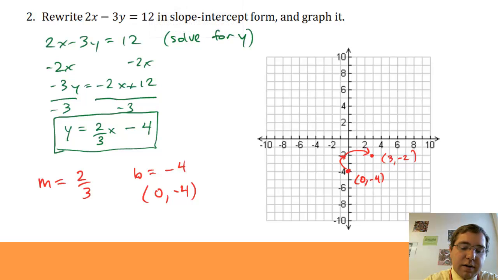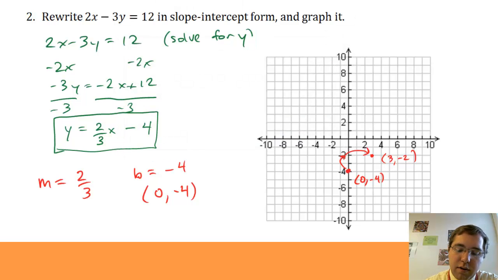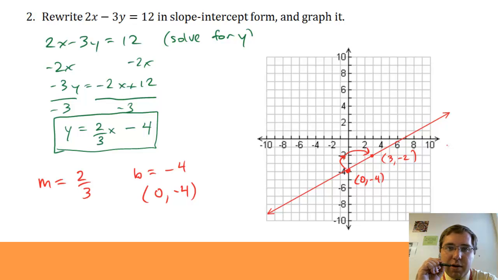And then I'm going to graph or connect the 2 points with a line with arrows on the ends. And the line extends over my whole graph. So that's the way we graph from slope-intercept form. As we plot the y-intercept first, we use the slope as a change in y over a change in x to find another point, and then we connect them.